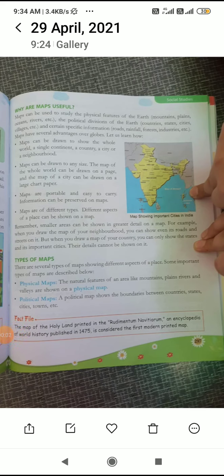Types of maps. There are several types of maps showing different aspects of a place. Some important types of maps are described below. First is physical map. The natural features of an area like mountains, plains, rivers, and valleys are shown on a physical map. Second, political maps. A political map shows the boundaries between countries, states, cities, towns, etc.